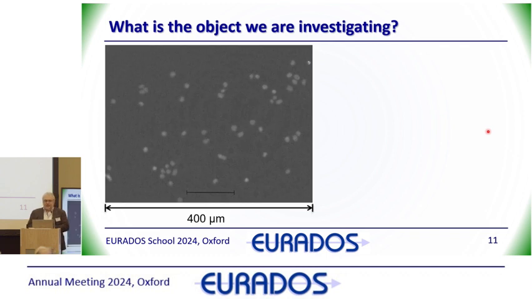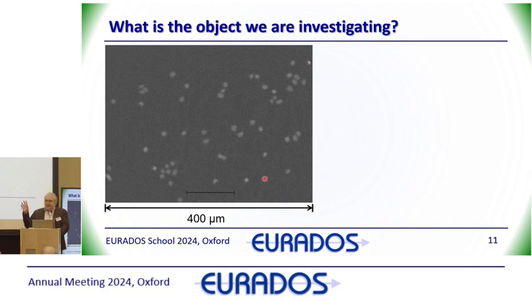So now, if you want to really understand what's happening in such an experiment, we really have to think about what is actually the object we are investigating. So what I show you here is one of the slides from a micrograph that you take there. You simply do microscopy, you take a photo of that, and this is just one section of it, 400 micrometer side.